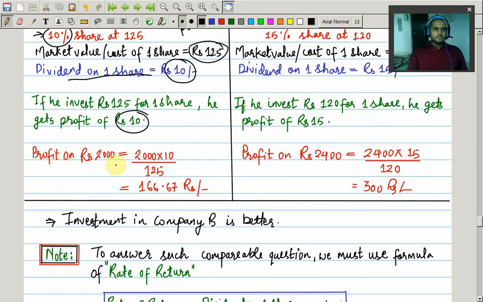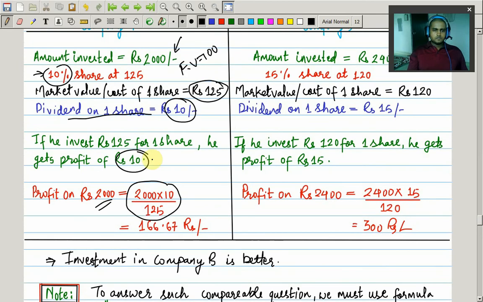So profit on rupees 200 is this. How to get this statement? We have seen in previous question. So it is like if on rupees 125, the profit is rupees 10, and if he gets rupees 2,000 to invest, how much profit will he get? Say x. How to find this?